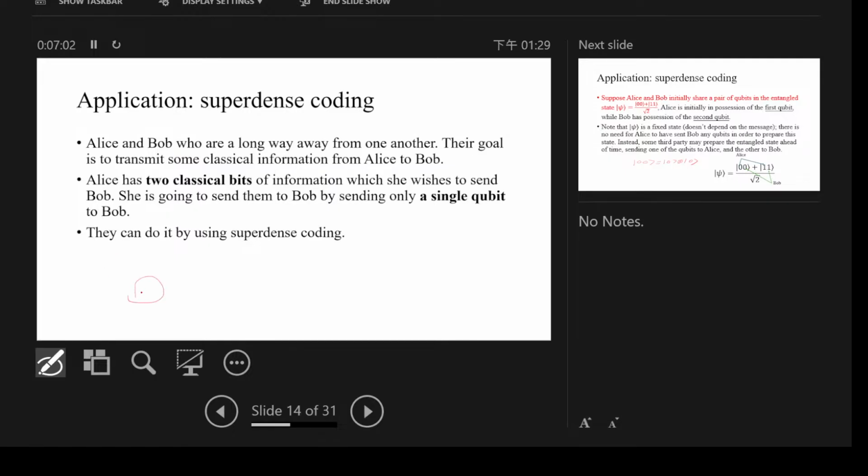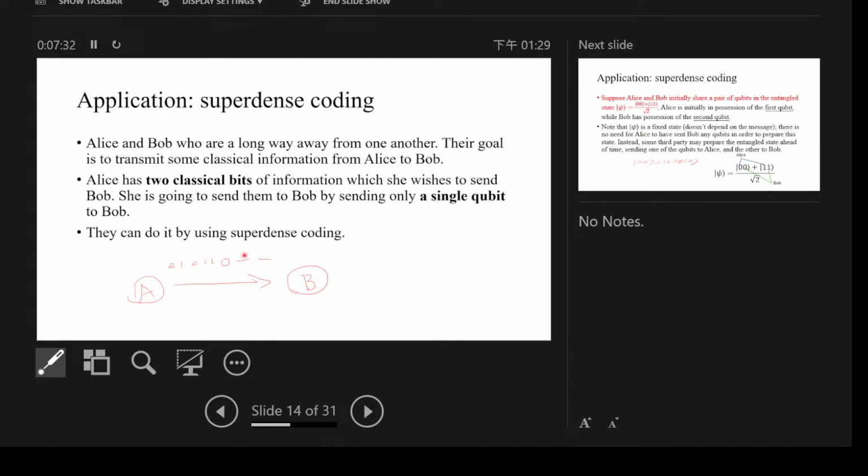Okay, so there is A and B, and there are some bits, 0, 1, 0, 1, 1, 0, etc., that Alice wants to send to Bob. It's quite straightforward. If there's a classical channel between them, Alice can send them to Bob.